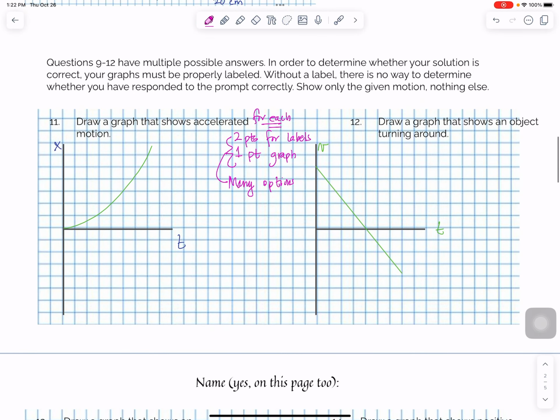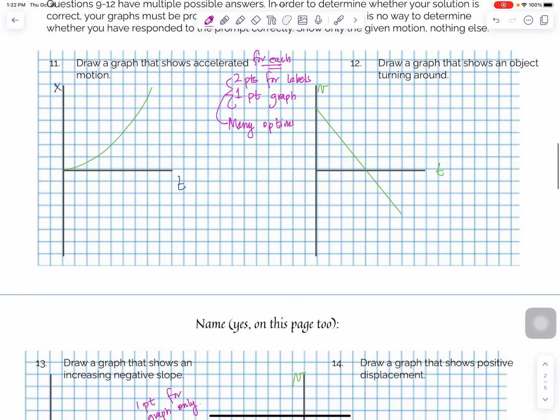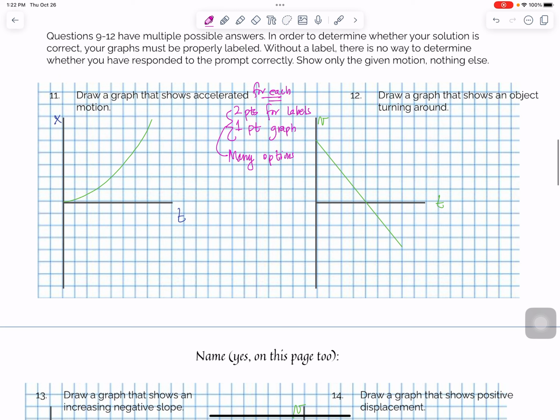Questions 9 through 12 should have been 11 through 14. They have multiple possible answers. Generally for each one, it was 2 points for labels, 1 point for the graph, but as I said, there were many options. So for this first one, draw a graph that shows accelerated motion.